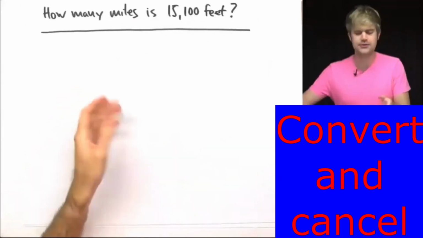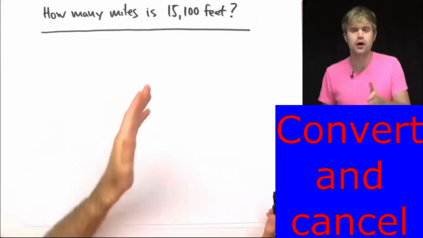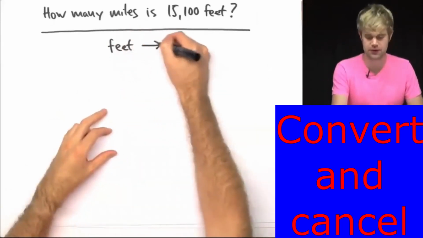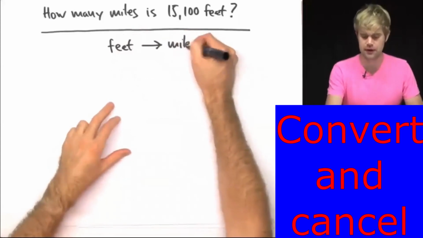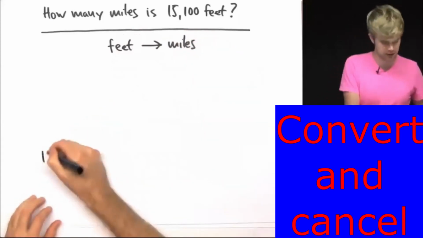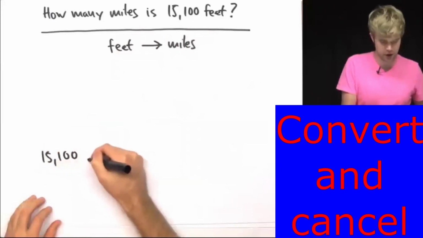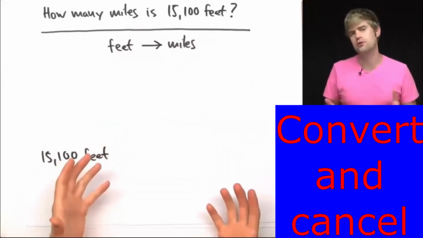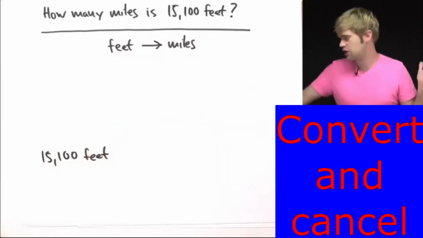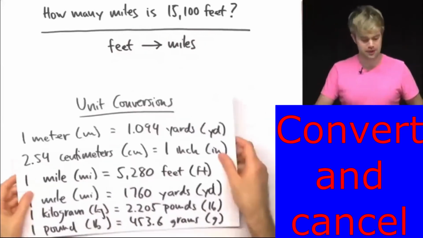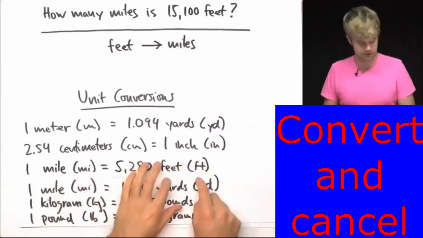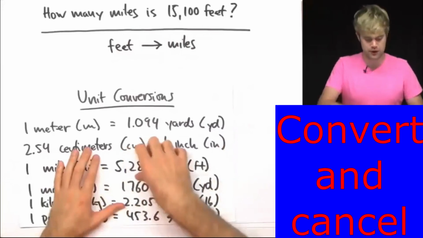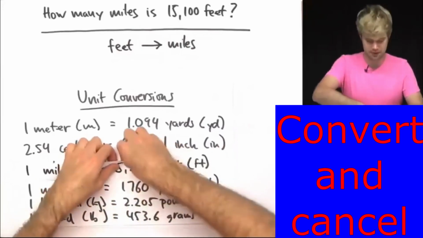How many miles is 15,100 feet? So the conversion we're going to be doing in this problem is from units of feet into miles. And we'll be starting with 15,100 feet. We've got to go to our unit conversion table or find the information on the internet to figure out what the relationship is between miles and feet. We've got it right here. So this is going to be the statement that we're going to use to write our conversion factors.